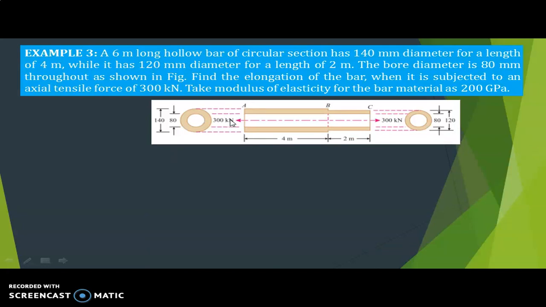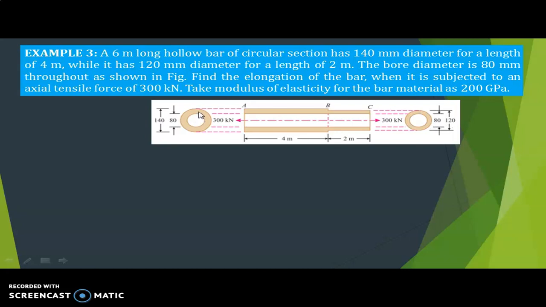Okay, this diagram is given here. You can see this is a 6 meter long hollow circular section. The length of this is 4 meter and this is 2 meter. This is the bar of 140 mm diameter for the length of 4 meter, this is the external diameter, while it has 120 mm diameter for a length of 2 meter. Here you can see there is a reduction in the cross section, so this diameter is 120 mm.